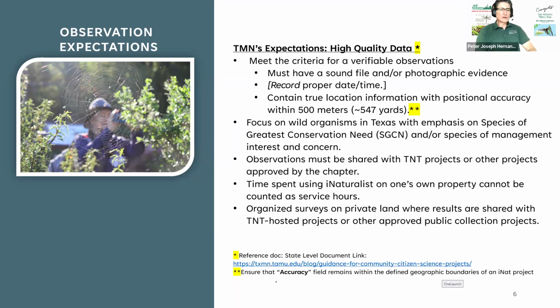But you can organize a survey on private property where results are shared with Texas Nature Tracker host projects or approved projects. That's perfectly fine. We'll get into an example of that. And the minimum time to report is 15 minutes. So if you go out walking the dog and you decide to take some observations and it's more than 15 minutes, and your dog is not reactive, and you have that time and you want to report it, go for it. That is totally up to you. But the minimum time is 15 minutes. That was a leeway that the state gave chapters. Our chapter decided to keep the state's lowest level, which was 15 minute increments.